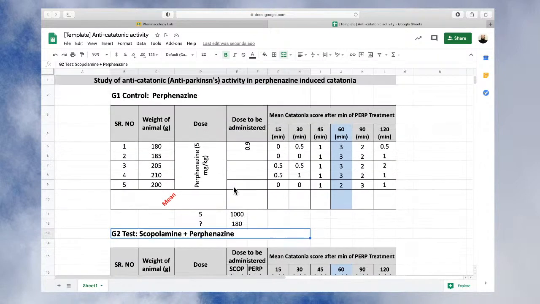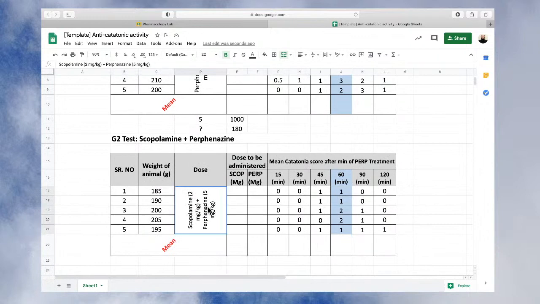So what is the difference? In case of the control group, you need to calculate the dose only for the perphenazine, whereas in case of the treatment group or test group, you need to calculate the dose here for the scopolamine, and here for the perphenazine. So this is the first task that you need to do, that is calculation of dose to be administered for each animal based on their body weight.